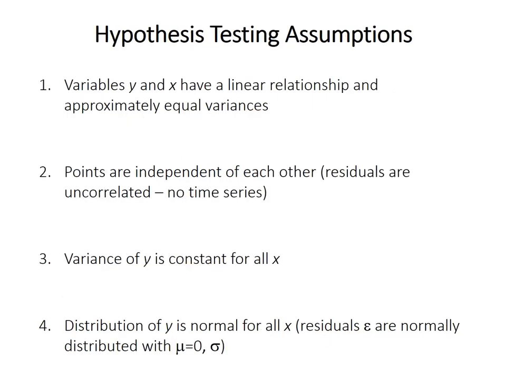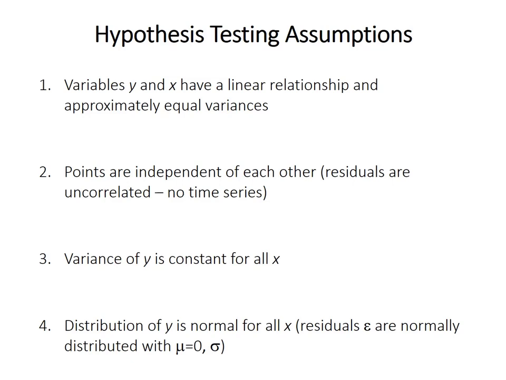So there are quite a few assumptions or requirements to do hypothesis testing for linear regression. And I'll explain some of these in more detail with examples next, but first I'll just go through them one by one. So first of all, the relationship must be linear, and both of the variables should have approximately equal variances. Second, the points must be independent of each other.